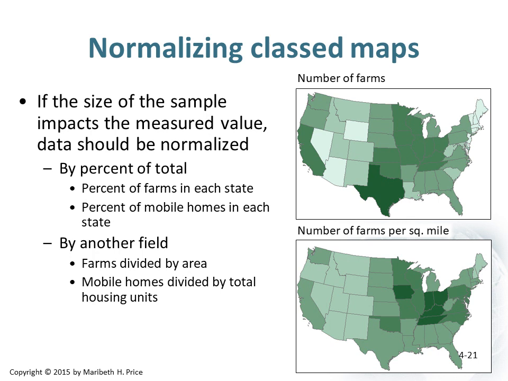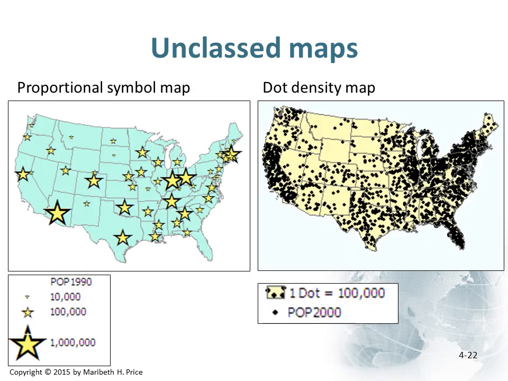You can typically do this by dividing by some other field. Farms divided by area, homes divided by total housing are some good examples of that.